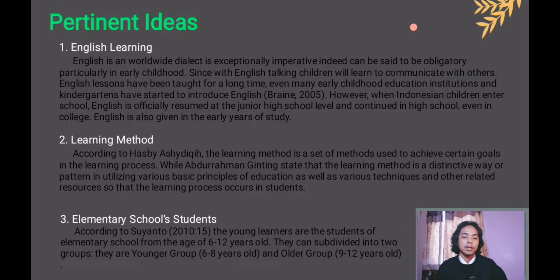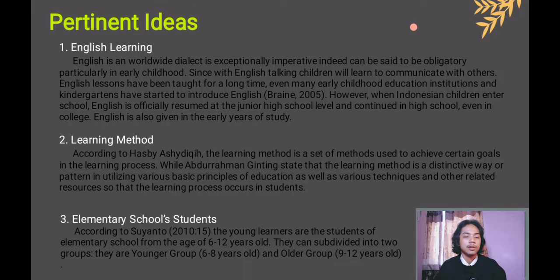Since with English speaking, children will learn to communicate with others. English lessons have been taught for a long time. Even many early childhood education institutions and kindergartens have started to introduce English.